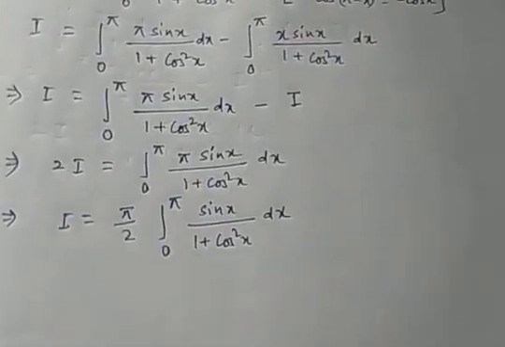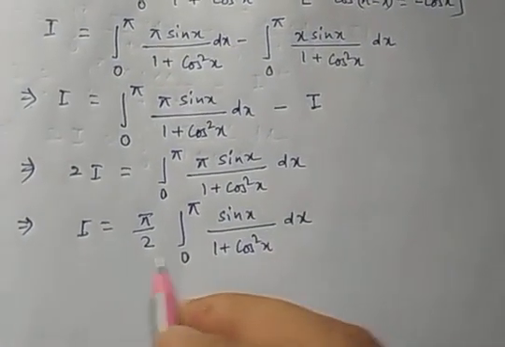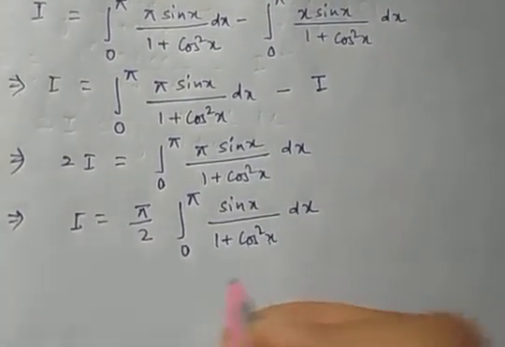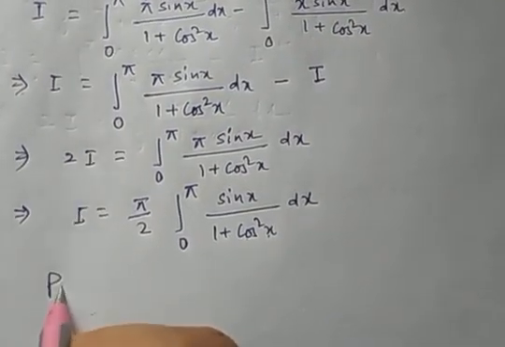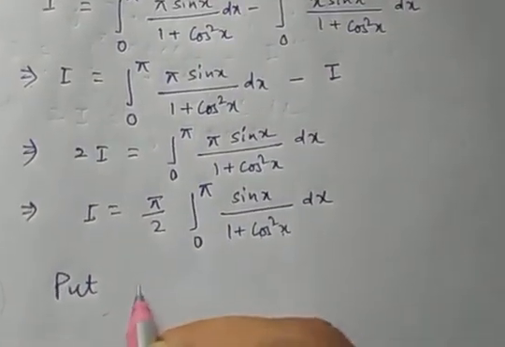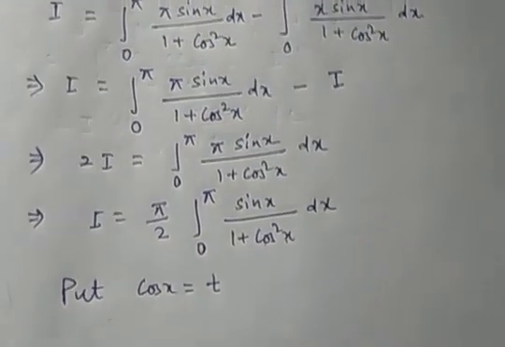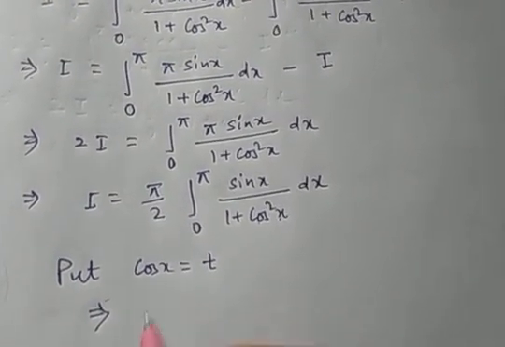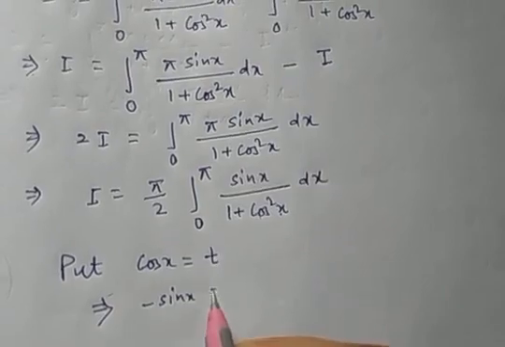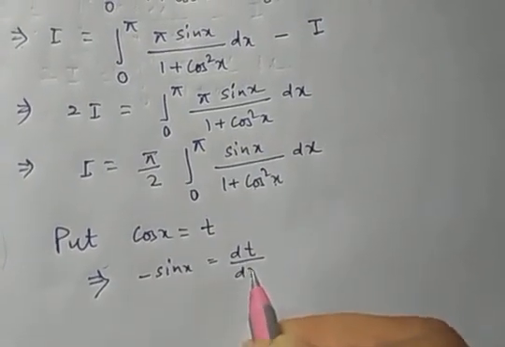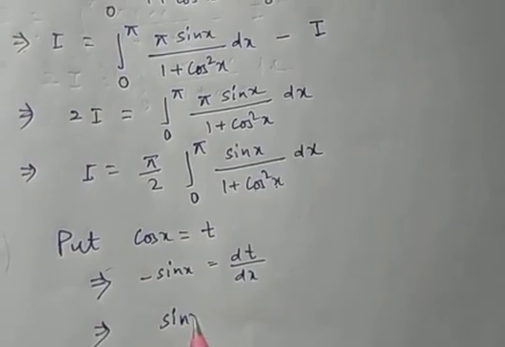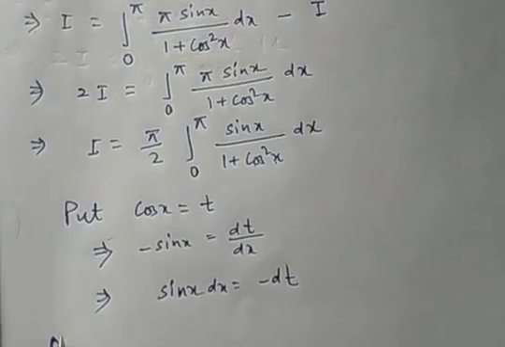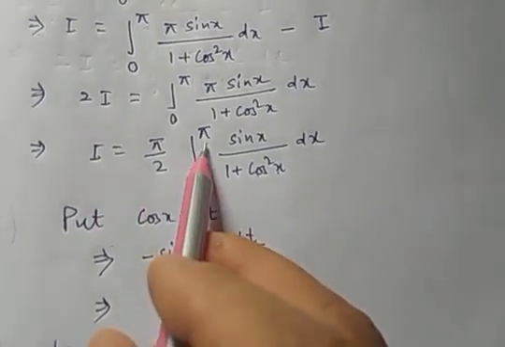Okay, now using the substitution method here students, we can put cos x equal to t. Now differentiate both sides with respect to x students. This implies minus sin x is equal to dt upon dx. This implies sin x dx is equal to minus dt. Okay, now here we will change the limits.